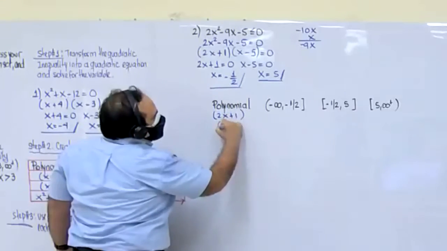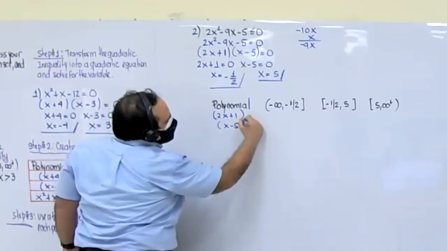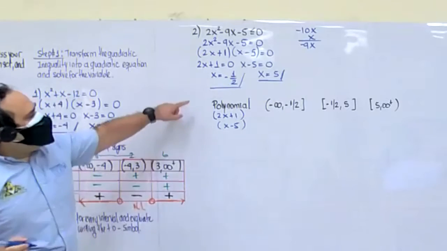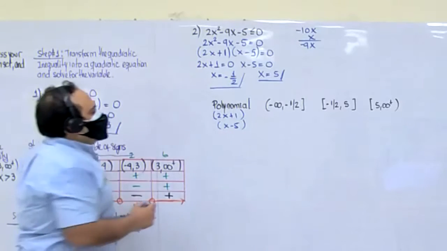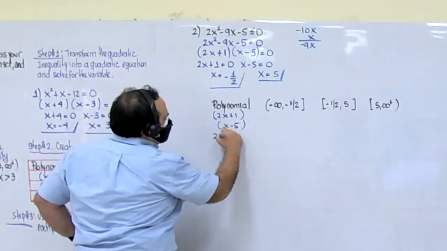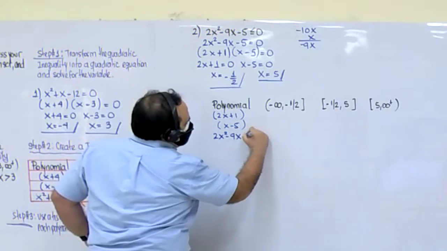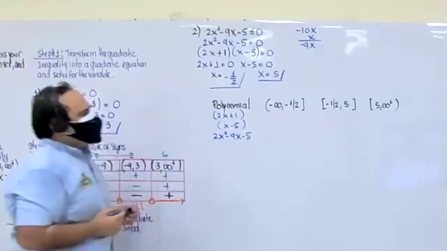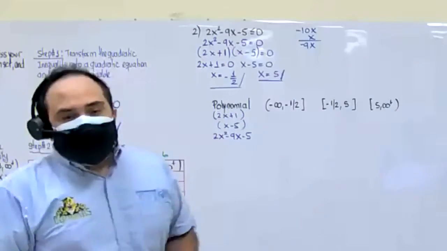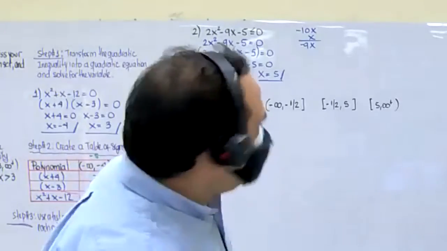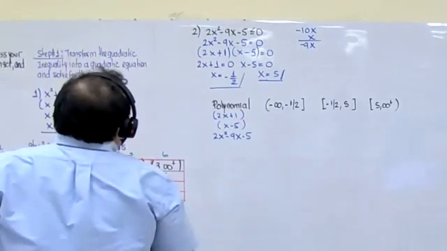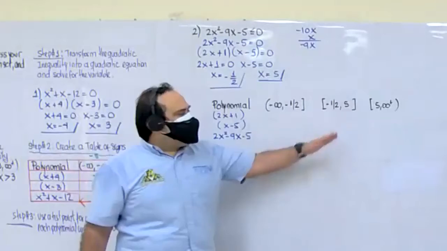The second one will be x minus 5. And the last one will be the product between them. That will be 2x squared minus 9x minus 5. Okay. Now, because we are creating the table of signs, we must assign one random number between them.